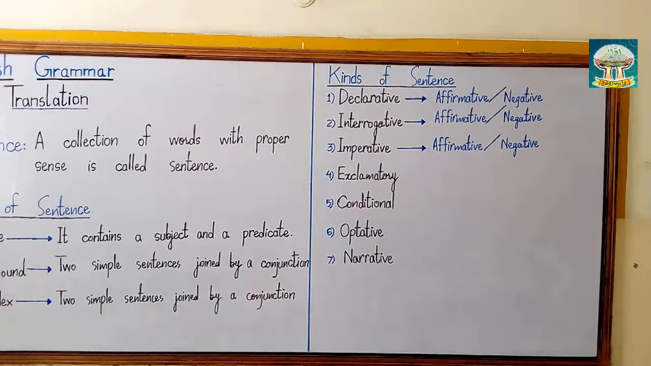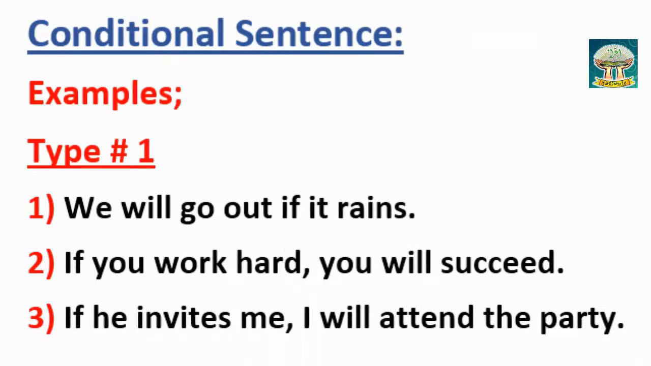Conditional sentence is a sentence in which we use two simple sentences as two different clauses, in which one sentence or clause is dependent upon the other, and it has 3 types. Type number 1, example number 1, we will go out if it rains. Example number 2, if you work hard, you will succeed. Example number 3, if he invites me, I will attend the party.